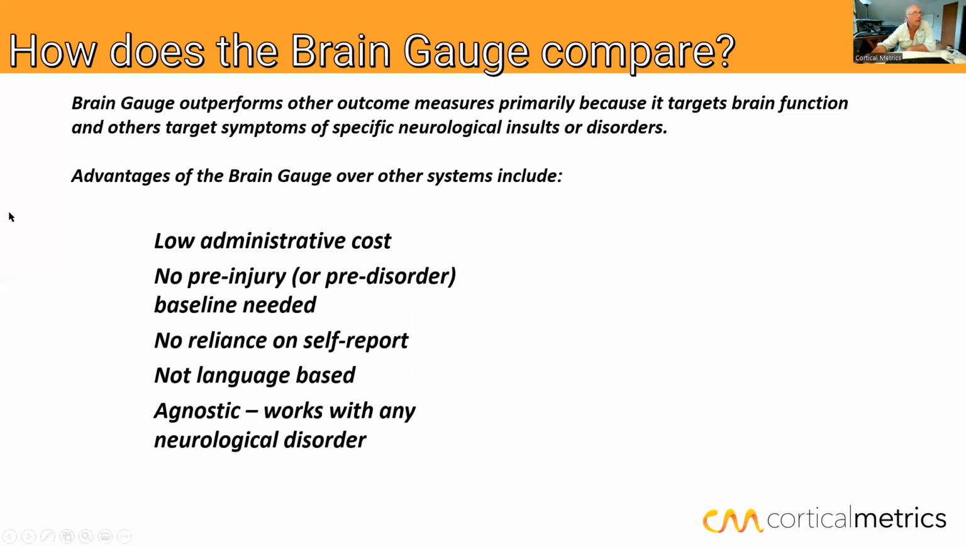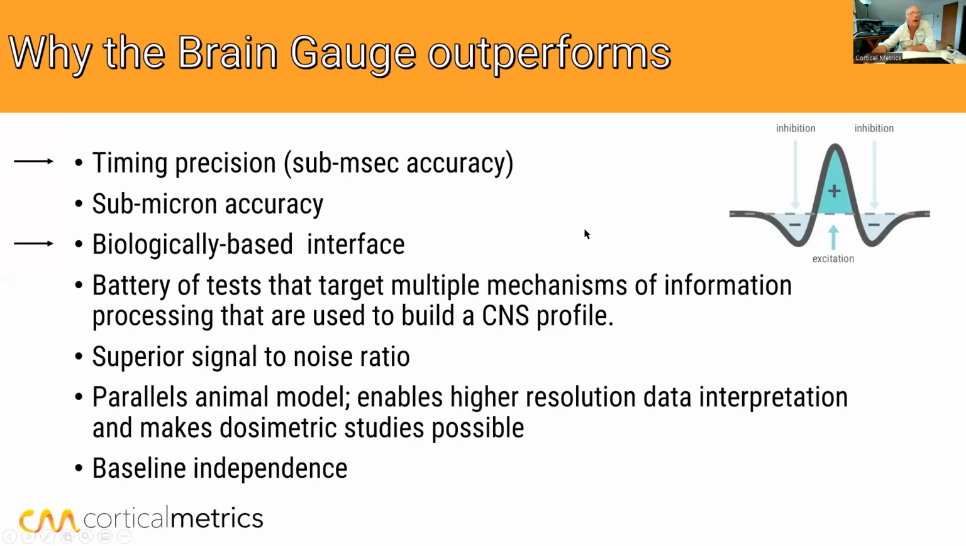So anyway, let's skip on to the next slide. Okay, why the brain gauge outperforms. For this talk, I'm just going to talk about a couple of things. One is timing precision, and one is the biologically based interface. And the other thing, well, I will touch on this.